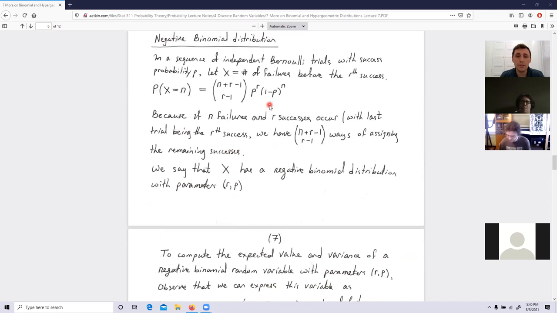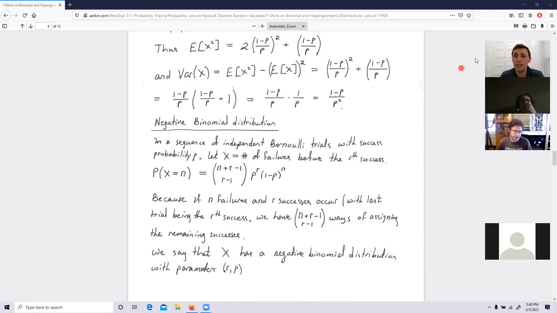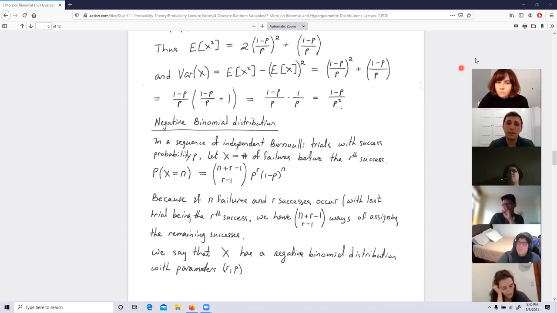Now, would you be so kind, guys, and calculate the expected number of failures, the expected number of X. If you have to gather R successes, how many failures will you gather on average? How many times do you need to repeat this class before you pass it?